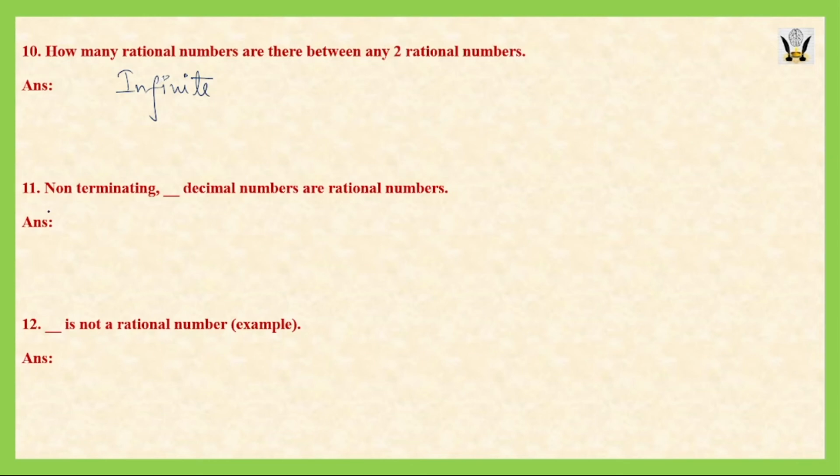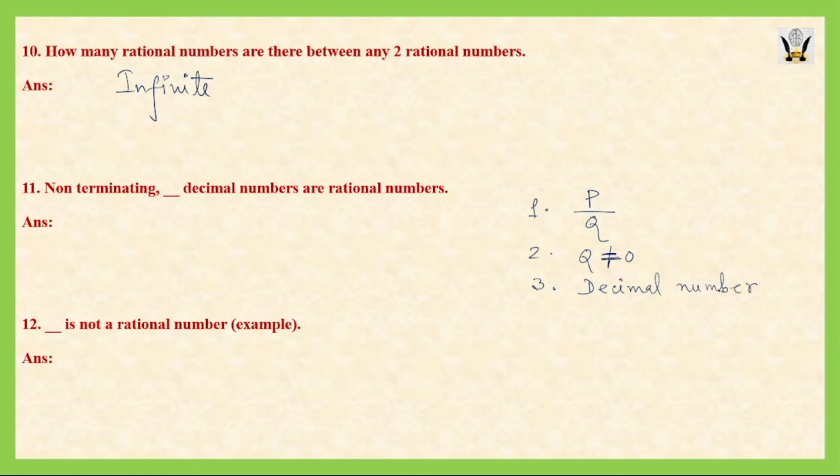The next question is: non-terminating dash rational numbers are rational numbers. Now we know that rational numbers are those numbers which can be expressed as a ratio of two integers. This is the first criteria or condition. The second condition is that q, the denominator, should not be equal to 0, otherwise that rational number will be undefined. The third criteria is that it should be expressed as a decimal number. The rational number finally should be expressed or simplified as a decimal number.